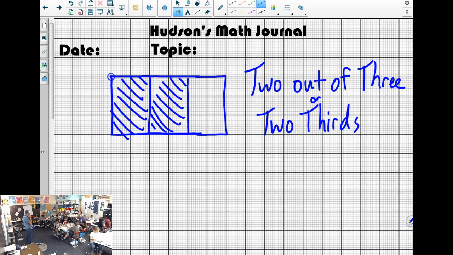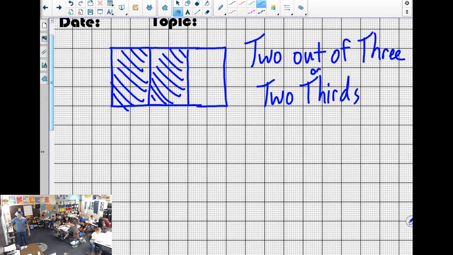I see 1 whole made into thirds and 2/3 are shaded. I see 1 whole cut into thirds, and 2 of them are shaded. Nice. A rectangle divided into thirds and 2 are shaded. So, if we write it mathematically, it becomes that.